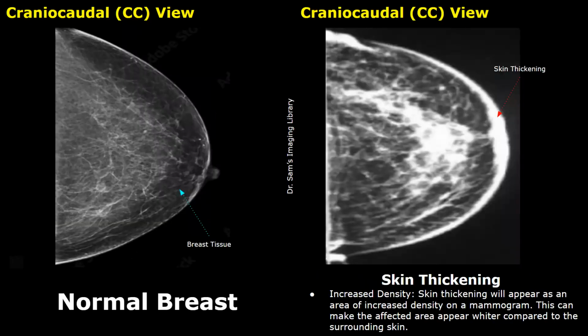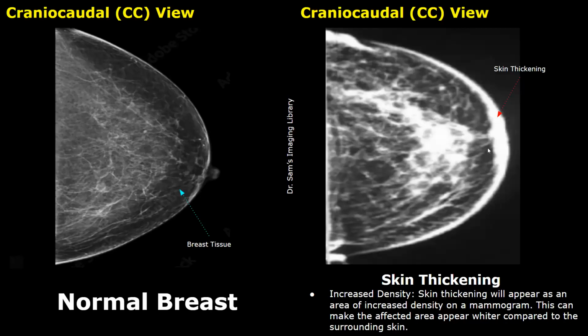Skin thickening can be seen on mammography as well. This is the normal skin. It is just a thin bright line. But in case of skin thickening, there is increased density of the skin. We can see a thicker radio-opaque line. The skin appears whiter compared to surrounding skin.